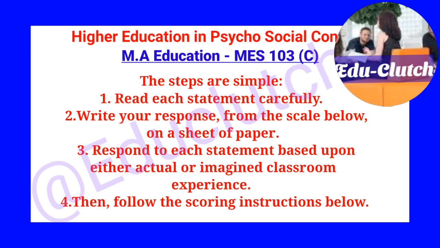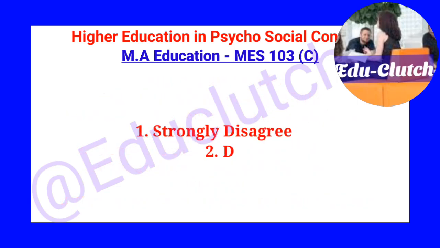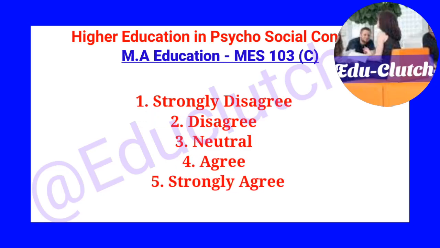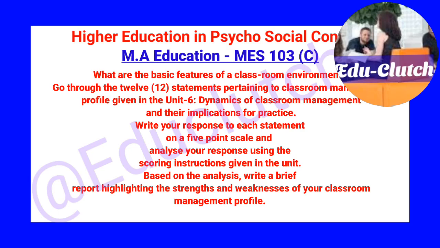If you want to know about the 12 points mentioned in Unit 6, you need to mention your own scoring according to your own liking. Five scores are mentioned here: strongly agree, then agree, third is neutral, fourth is disagree, and fifth is strongly disagree. Conversely, you can also understand it as strongly disagree first, then disagree second, third neutral, fourth agree, fifth strongly agree. This way you can make your scoring according to your own choice.